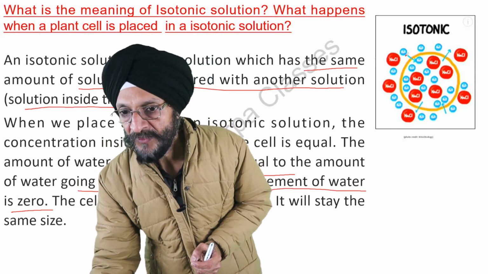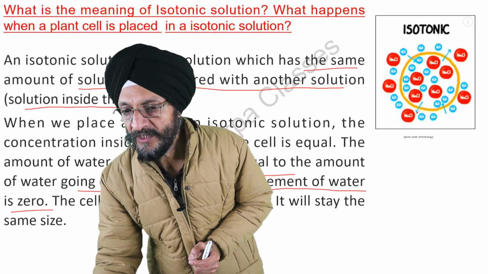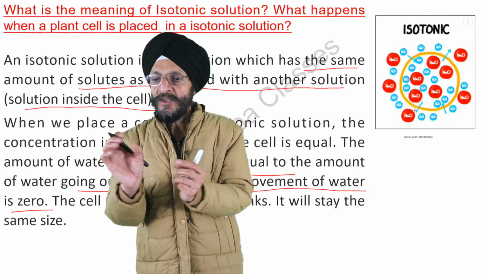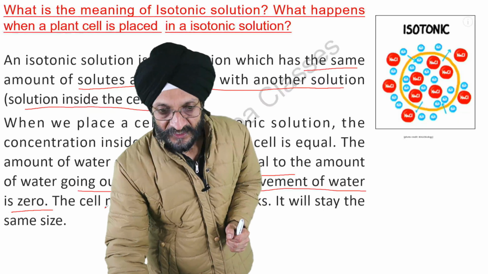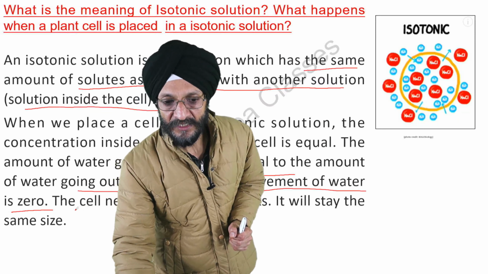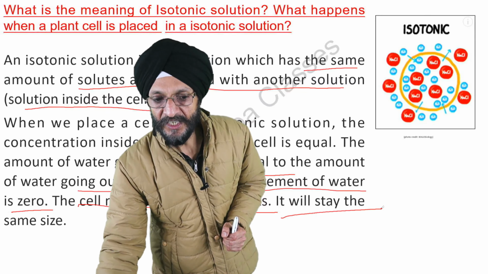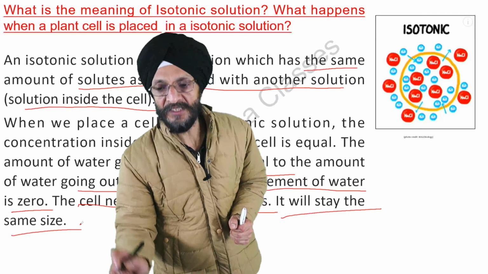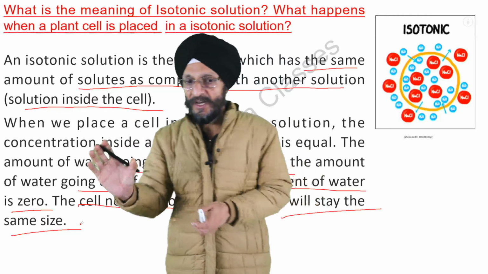You can see here that water is coming inside from two sides and water is also going outside. So the net result of movement of water is 0. In this case, what happens to the plant cell? The plant cell neither grows nor shrinks. It will stay the same size. Neither will it shrink nor swell up.